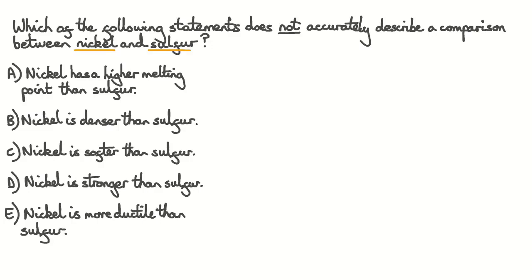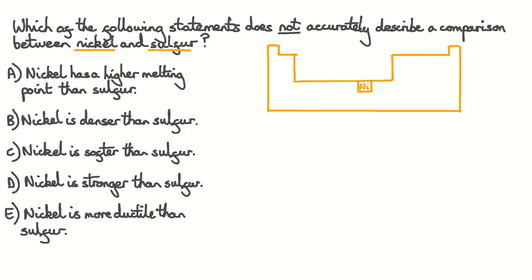We're being asked to compare the properties of two elements, nickel and sulfur. So let's start by working out where these two elements are on our periodic table. Nickel can be found in the D block in the middle of the periodic table, while sulfur is found closer to the right-hand side. Remember that on the left-hand side of the periodic table we find metals, and on the right-hand side we find nonmetals, with the exception of hydrogen, of course, which is a nonmetal. We can see from this that nickel is a metal, while sulfur is a nonmetal.